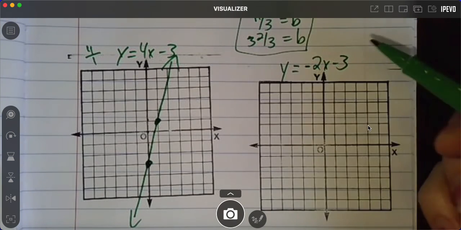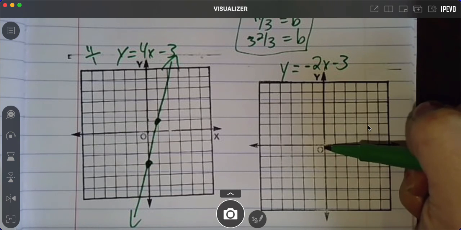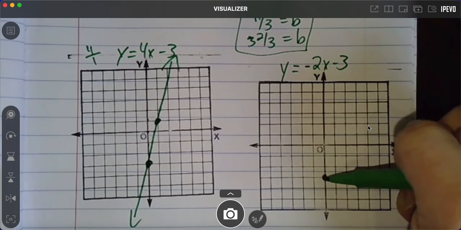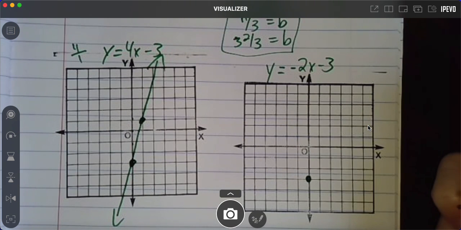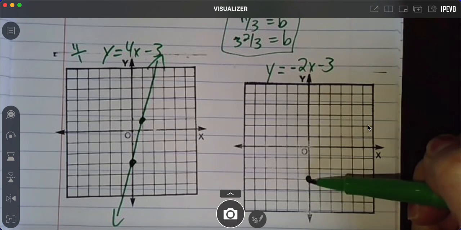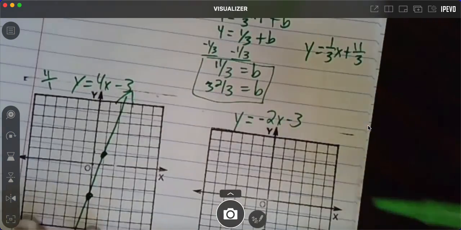Okay, 31, the same thing. What's my starting point on this one? Again, down 3. 1, 2, 3. That's what that -3 is for. Now from there, where am I going to go? Not up 2. Down 2 and over 1. That is a -2. So you are going down 2 and over 1. And then you draw a line through that.